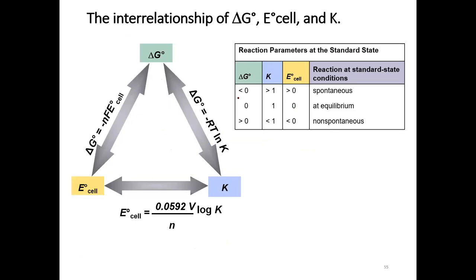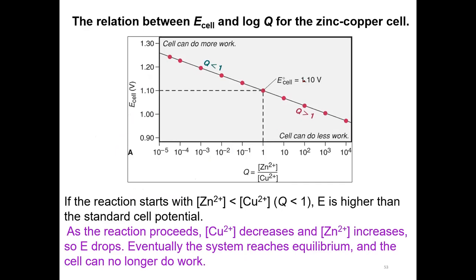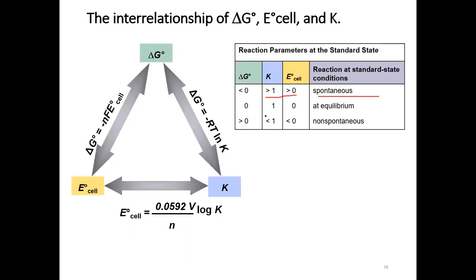So when we have delta G less than 0, a negative value, it is spontaneous. When it's spontaneous, E cell is always greater than 0. That's what we have looked at in this example. That's spontaneous. That's why E cell is always greater than 0. Okay, so at equilibrium that becomes 0. The K is equal to 1, and then delta G will also be 0.